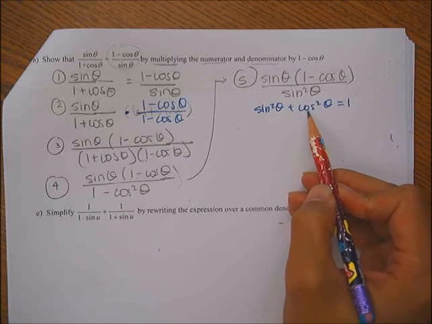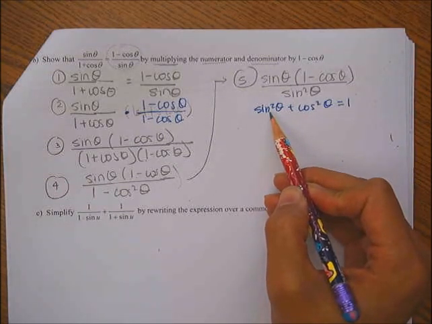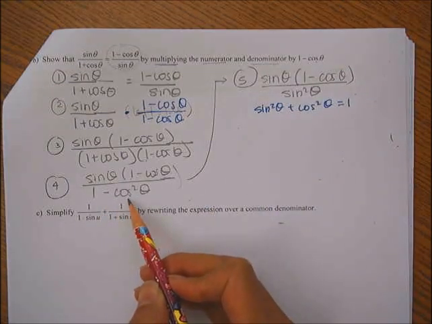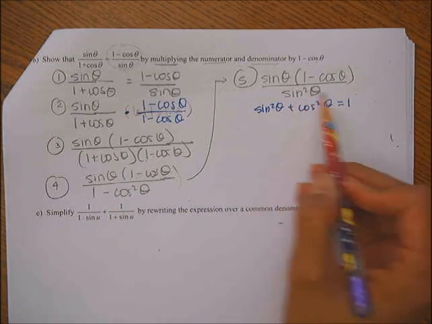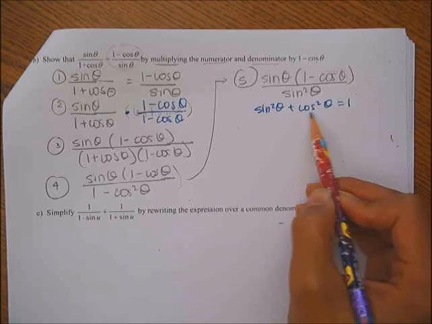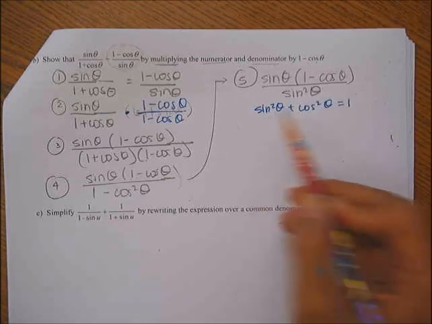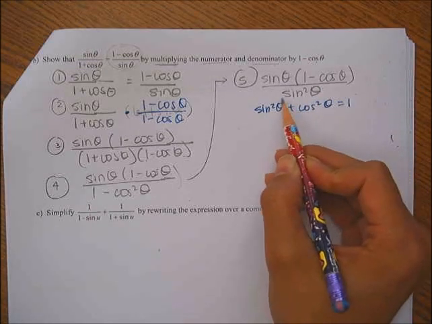So, the Pythagorean identity says sine squared plus cosine squared equals 1. Okay, but I have 1 minus cosine, so how does that turn itself into sine square? Well, if I subtract both sides by cosine square, then it becomes 1 minus cosine square equals sine square, right? So that's why it's turning itself into sine square.